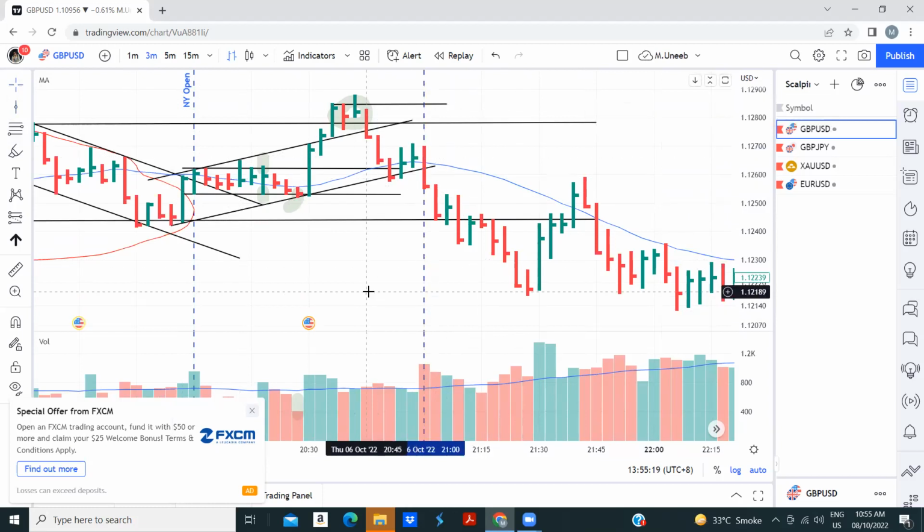Okay, what do we see? What do we see here? We are breaking this channel here. All right, we have a bound here. We break this channel here, and again, the price will come back, and then the price just fell down.